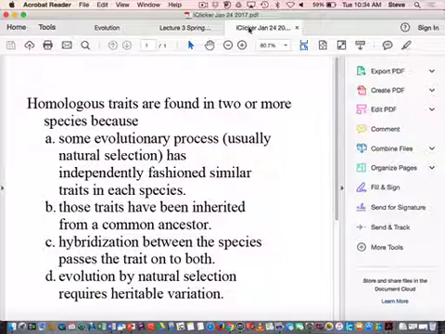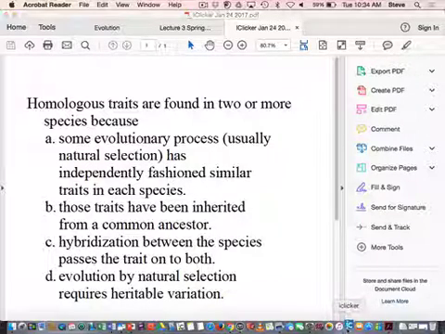Homologous traits are found in two or more species because: A, some evolutionary process, usually natural selection, has independently fashioned similar traits in each species. B, those traits have been inherited from a common ancestor. C, hybridization between the species passes the trait on to both. And D, evolution by natural selection requires heritable variation. I haven't turned it on. Hold on a second. So A, B, C, or D.